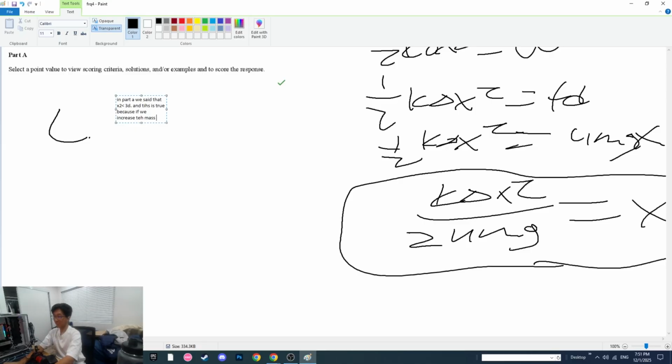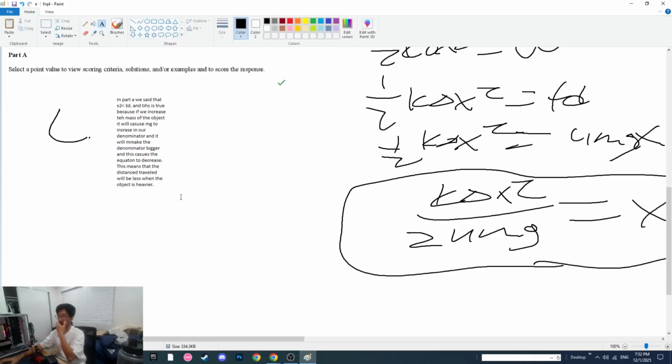if we increase the mass of the object, it will increase the denominator and make the denominator bigger, and this causes the equation to decrease. This means that the distance traveled will be less when the object is heavier. That's part C.